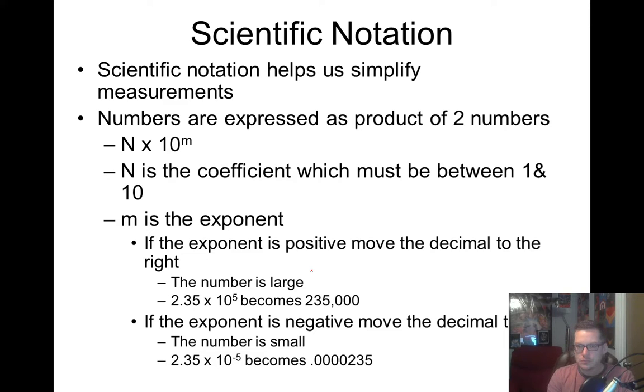Now, scientific notation. Scientific notation helps us simplify our measurements, because things in chemistry are either really large numbers of things or really small measurements. Even a gram, which is a very small amount of a chemical, has millions and millions of atoms in it. And so instead of writing out a number with 5, 6, 8 zeros before or after it, we're going to use scientific notation.